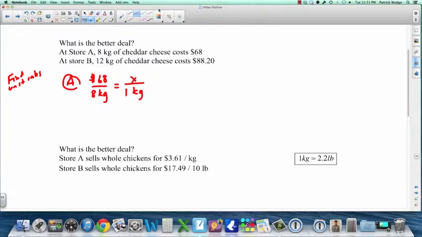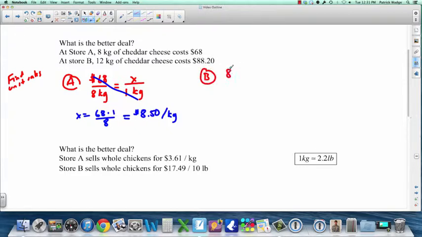And this is my x that I don't know. So x is equal to, there's what I multiply, 68 times 1, which is 68, and divide it by the 8. And if you do 68 times 1 divided by 8, you're going to get 8.5. But of course it's money, so it's $8.50, and it's $8.50 per kilogram. $8.50 per 1 kilogram.